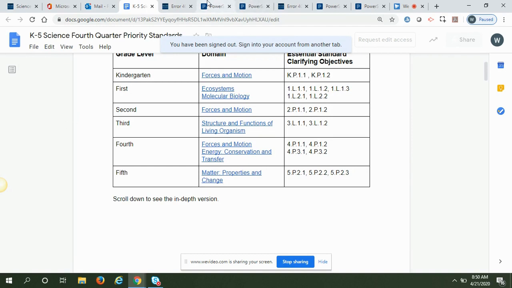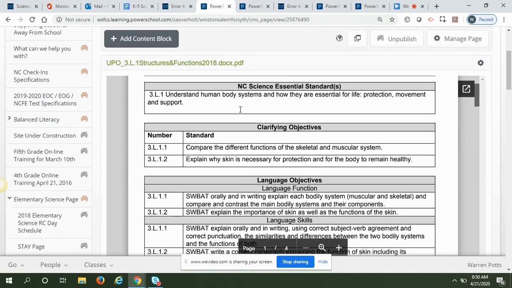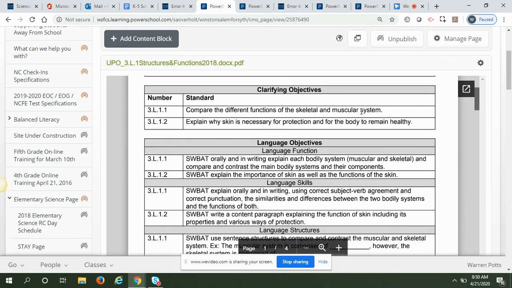Moving on to third grade, our focus is structures and functions of living organisms, 3L1 and 3L12. For this standard, we're understanding the human body systems and how they are essential for life, protection, movement, and support. Focusing on protection and support, what are the main systems that are important for that? 3L11 says compare the different functions of the skeletal and muscular system. 3L12 explain why skin is necessary for protection and for the body to remain healthy.